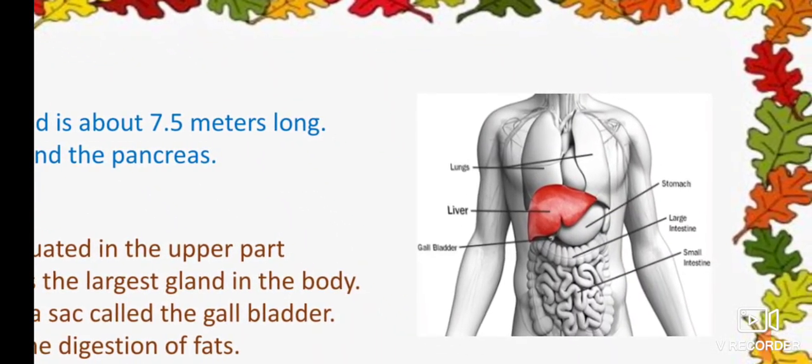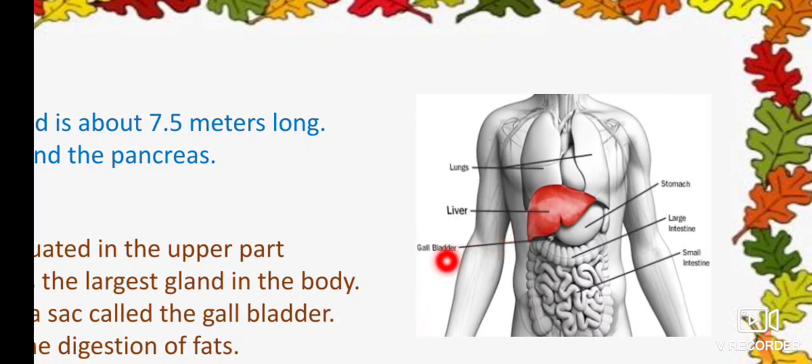See here, this is the liver and the gallbladder. It is a sac-like structure present inside the liver. The bile juice which is produced by this liver is stored inside the gallbladder. And this is the stomach, this is the large intestine, and inside that highly coiled structure is the small intestine. See, these are lungs. This liver is situated on the right side and at the upper part of the abdomen.